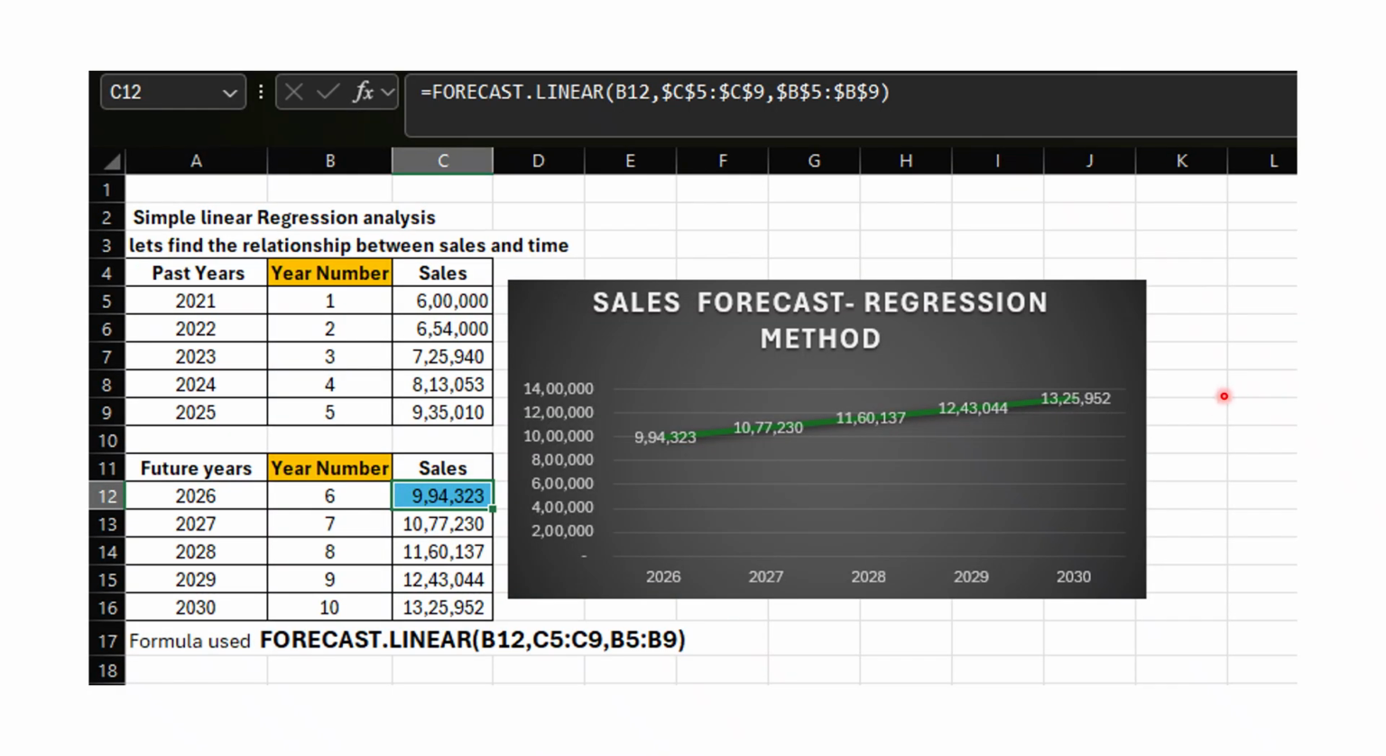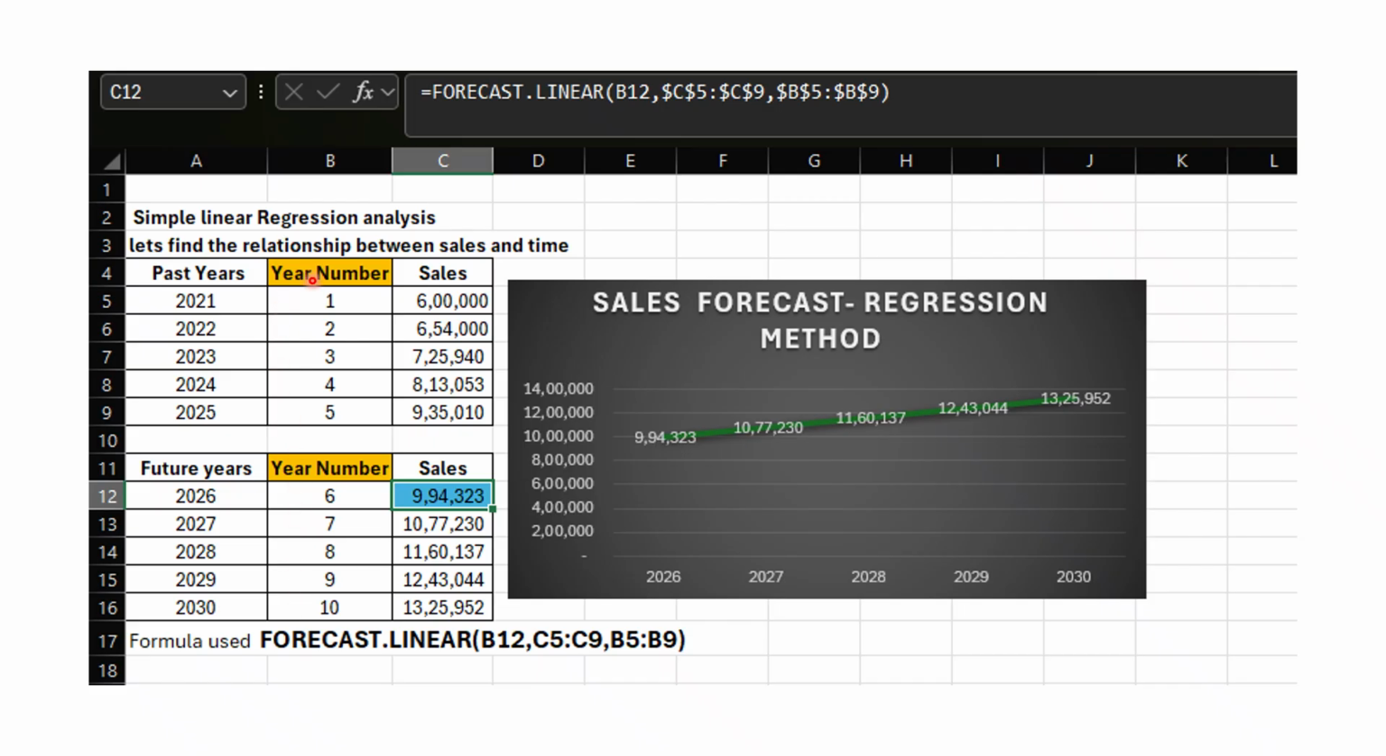This is how it will look. For the past 5 years, they have given you the sales, and it is very important that you take the year number. In this example, y is equal to a plus bx, where x is years and y is sales. So I'm taking x as a year number: for 2021 I'm taking 1, 2022 I'm taking 2, likewise 3, 4, 5. And for the future years I'm following the numbers 6, 7, 8, 9, 10.